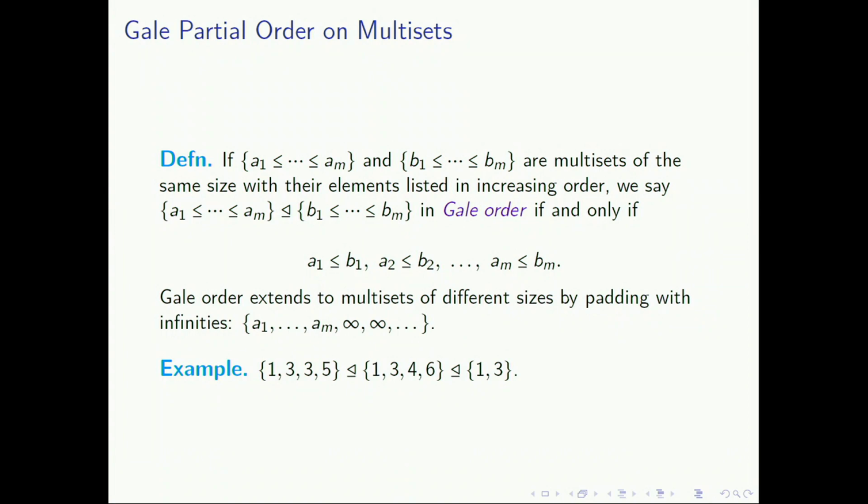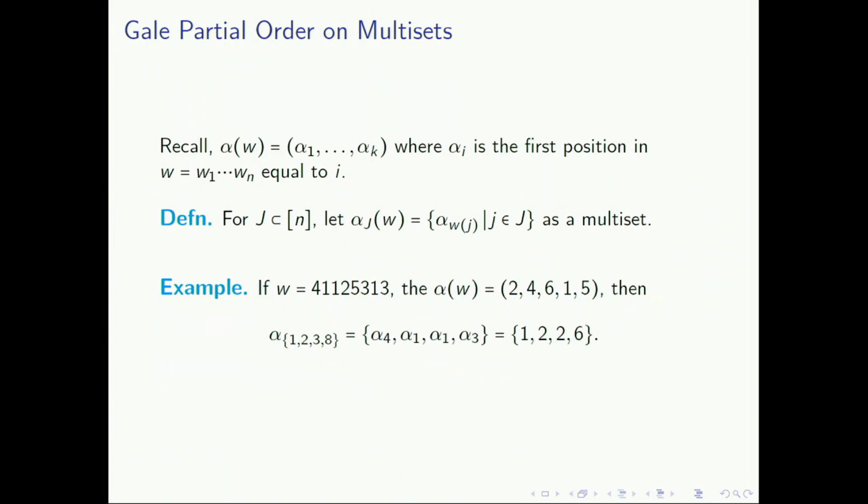And we can even extend it to multisets of different sizes. If we just think of every multiset as being padded with a whole bunch of infinities, and then you compare entry by entry again. So a shorter set will have more infinities, so it's more likely to be big. So 1, 3, 3, 5 is less than 1, 3, 4, 6, right? Because we compare entry by entry, but both of them are less than 1, 3 because of the infinities.